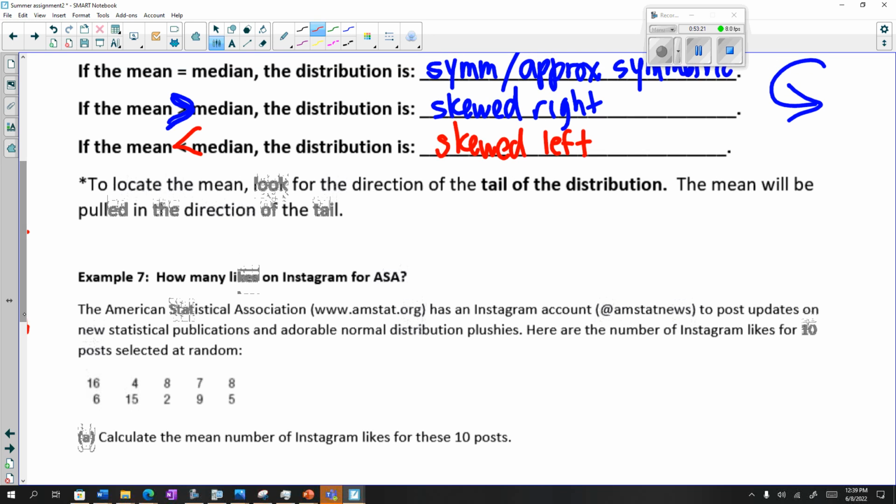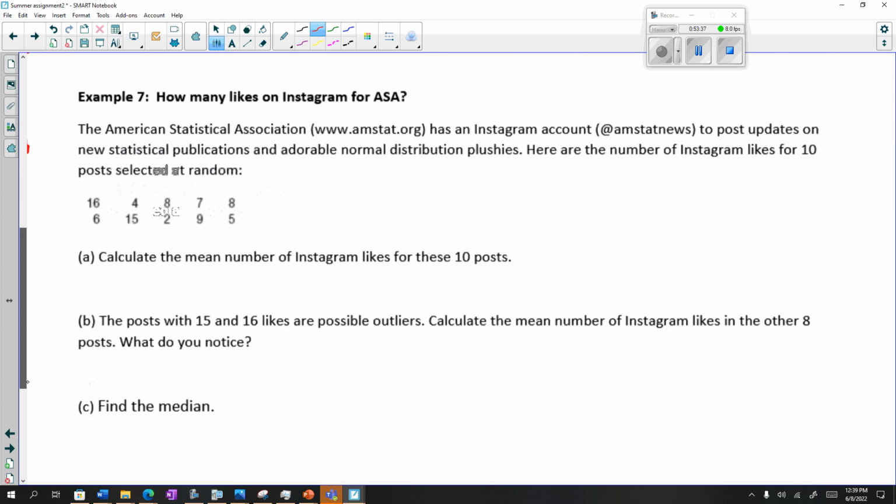How many likes on Instagram for the American Statistical Association? So they have 10 posts and they recorded the number of likes. So the first thing I want you to do is calculate the mean. So that's the average. So to find the mean, remember you're going to add them all up and divide by the total number, which there's 10 total in the sample. So that's n equals 10. So find the average.